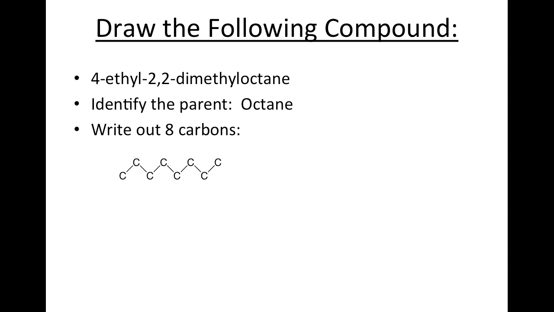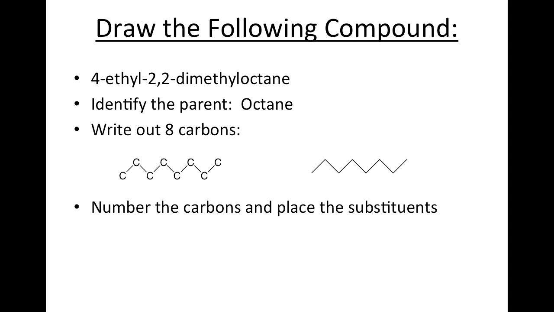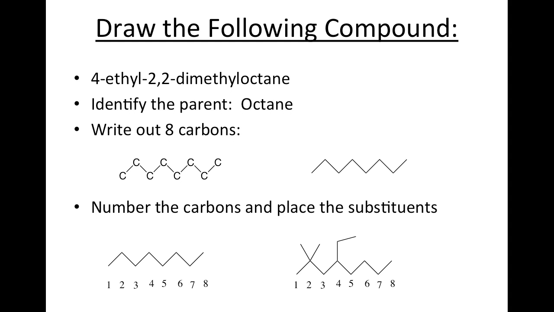So if you're going to do the line bond structure, you could write it this way. Otherwise, you could just draw a zigzag or your skeleton of 8 carbons. Next step, you want to number the carbons and place the substituents. So we number the carbons, and now we're going to place the substituents in their location. We have an ethyl at position 4, according to the name, and we have 2 methyls at position 2. Had you chosen to draw this as a line bond structure, you would then need to fill in all the hydrogens at this point. But the skeleton structures are nice because after this you're done.